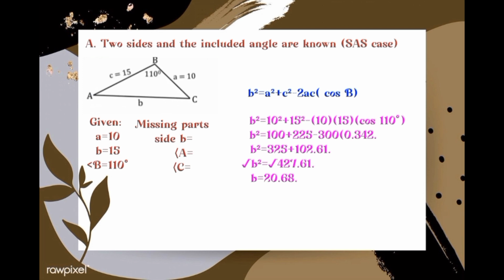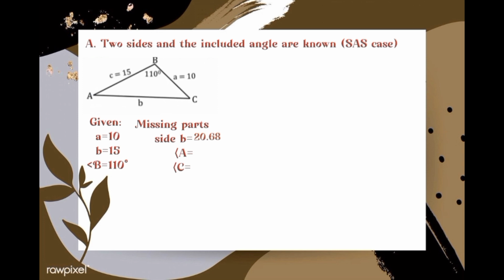So, as you can see, B has an exponent. So, we need to take the square root to cancel out the exponent. So, we have here the square root of 422.16. So, the value of the side B is equal to 20.68. So, next we will get the value of angle A.